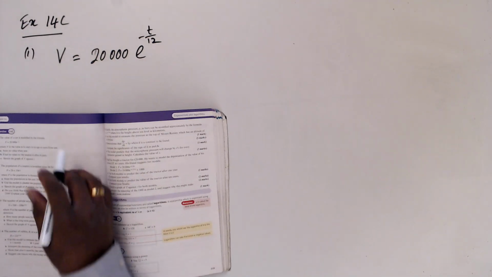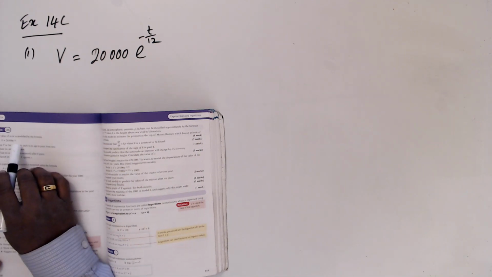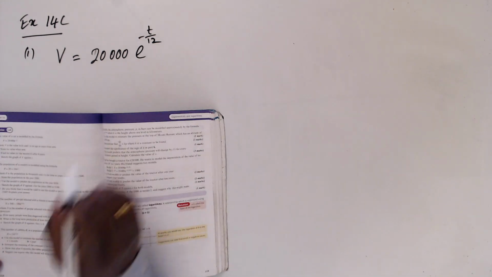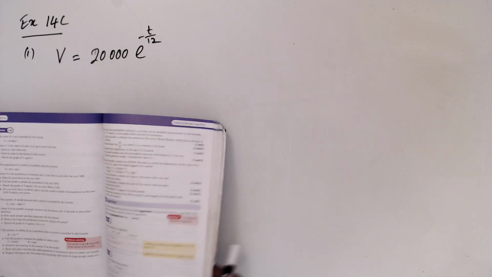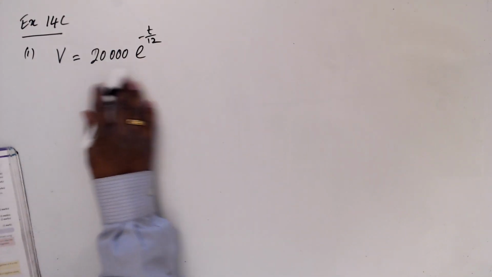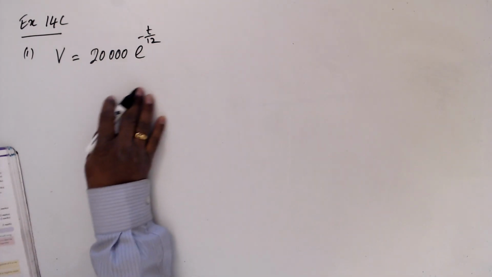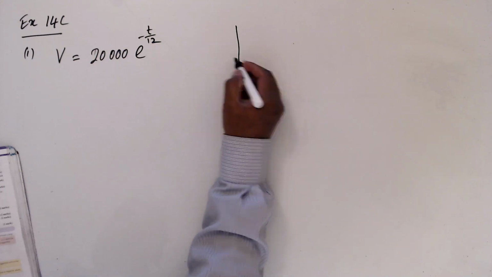Exercise 14C, question number 1. The value of a car is modeled by this formula. Now, when you have this kind of model, just study it a little bit to get a graph.